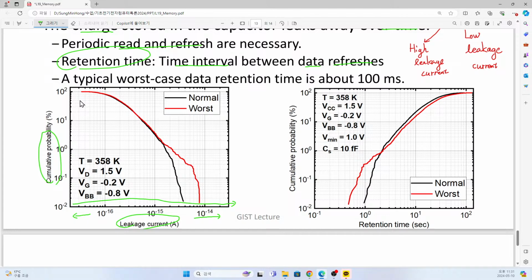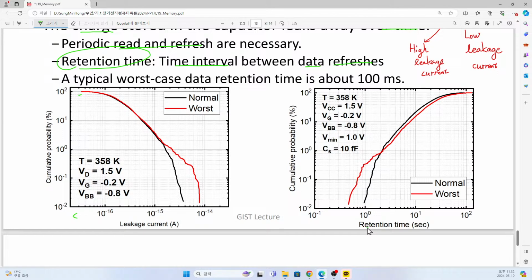So, I mean that here, at 10 to the minus 16, we have a certain point corresponding to almost close to 90 or 80%. Okay, so let me explain that in this way. Please, let me just explain this right hand side one.